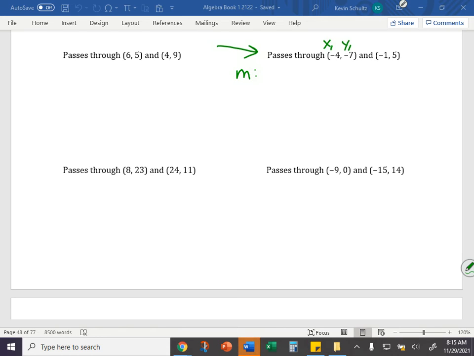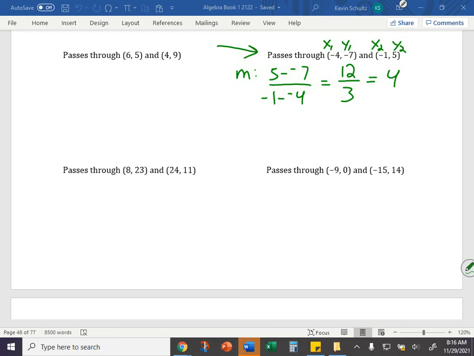So we're going to label this x1, y1, x2, y2, and we're going to take our y2 minus y1, 5 minus -7, and then x2 minus x1, -1 minus -4. 5 minus -7 gives us positive 12. -1 minus -4 gives us a positive 3. And ultimately our slope ends up being 4. Questions? Okay. We got our M.